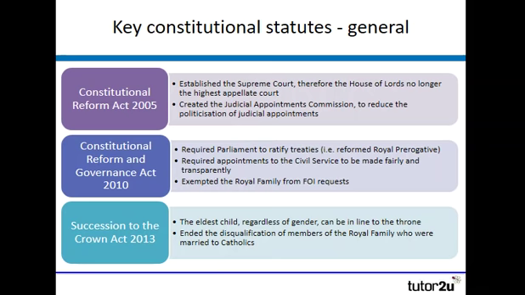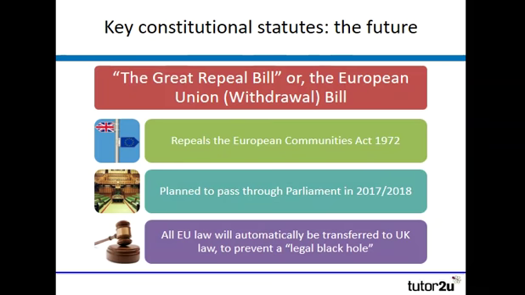The Succession to the Crown Act 2013 said that the eldest child, regardless of gender, can be in line to the throne. In other words, it is the firstborn, regardless of whether the firstborn is a boy or a girl. And it also ended the disqualification from acceding to the throne of members of the royal family who were married to Catholics. So what lies in the future for UK constitutional statute law?